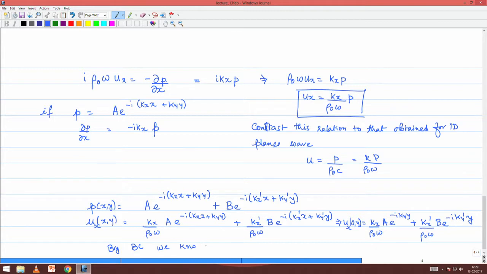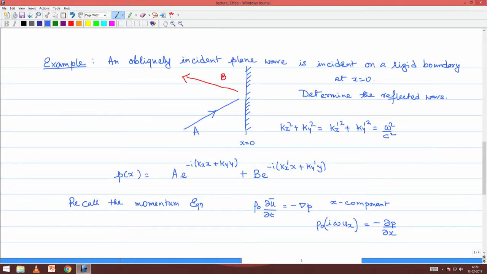So, by boundary condition we know that this quantity u_x(0, y) should be 0 obviously for all y, right. It is important to understand this concept, because here the surface itself extends to all y values. This is our x direction and this is our y direction. So, the surface in itself extends to all y values.